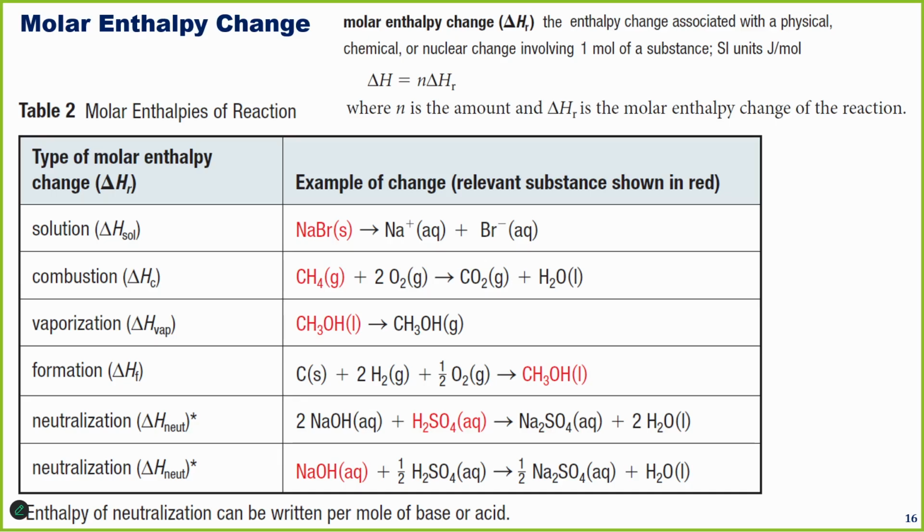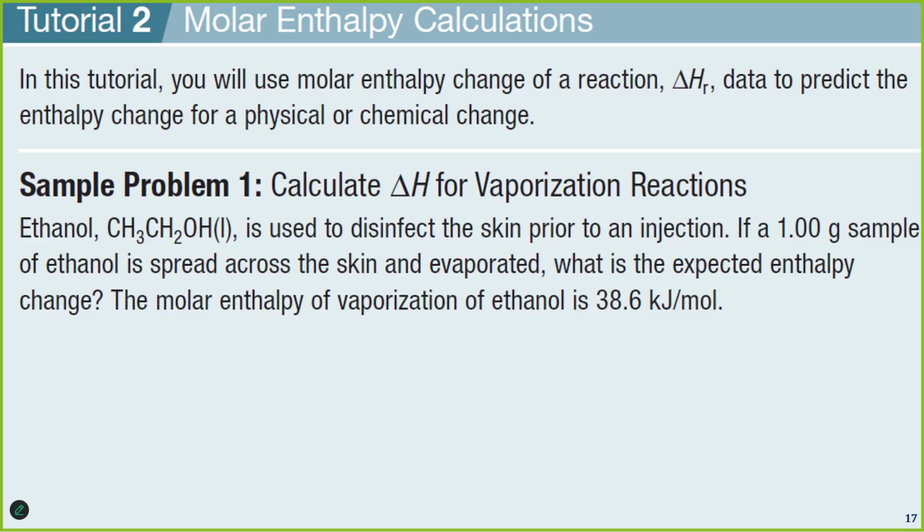So following this concept, let's have a look at a sample problem here. Calculate ΔH for vaporization reactions. Ethanol, whose chemical formula is CH3CH2OH, is used to disinfect the skin prior to an injection. If a 1 gram sample of ethanol is spread across the skin and evaporated, what is the expected enthalpy change? The molar enthalpy of vaporization of ethanol is 38.6 kilojoules per mole.